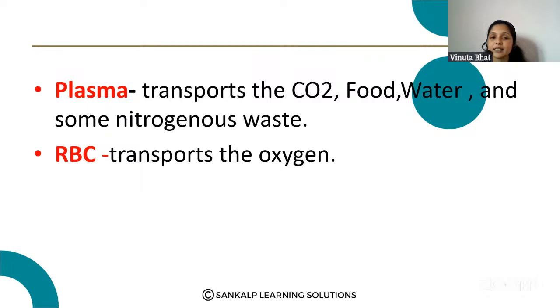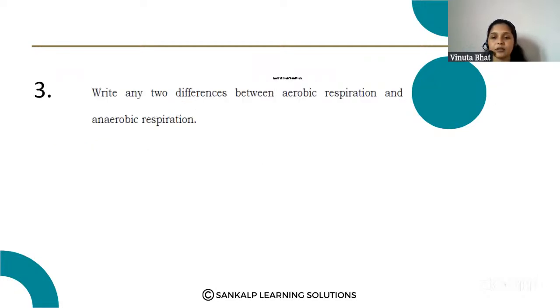The red blood cells have a special pigment called hemoglobin, which has an affinity towards oxygen. So the RBC is responsible for the transport of oxygen. This is how the transportation of oxygen and the other material takes place in our body.